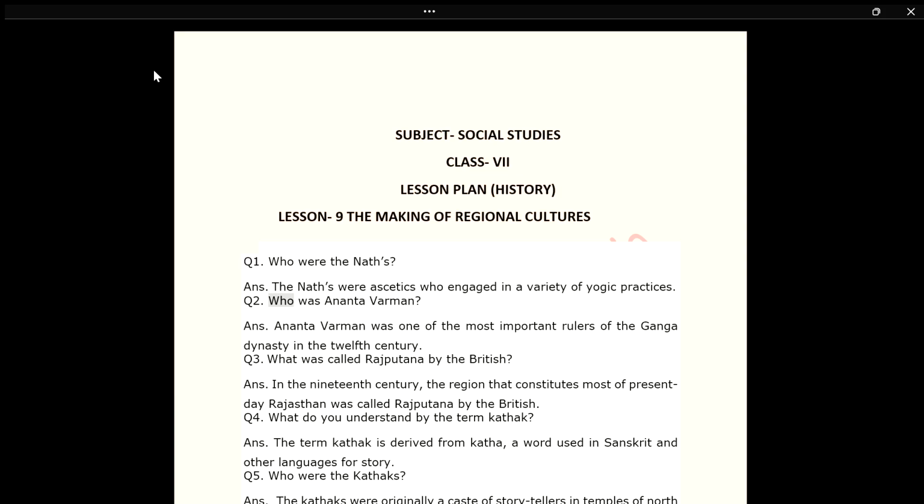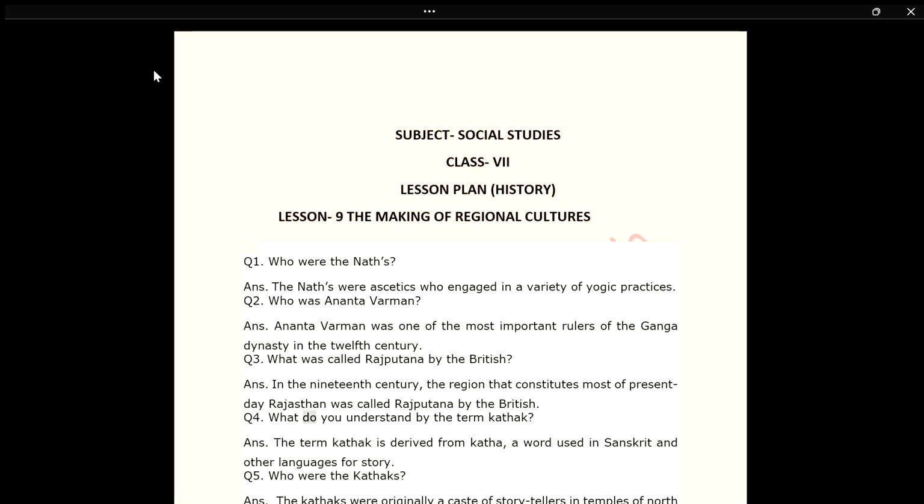Q2. Who was Anantavarman? Ans. Anantavarman was one of the most important rulers of the Ganga dynasty in the 12th century. Q3. What was called Rajputana by the British? Ans. In the 19th century, the region that constitutes most of present-day Rajasthan was called Rajputana by the British.